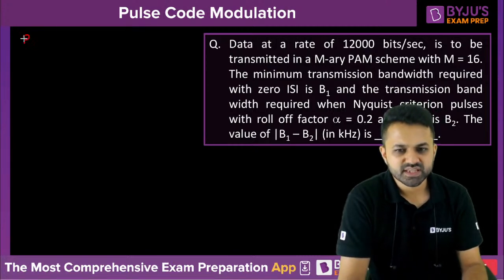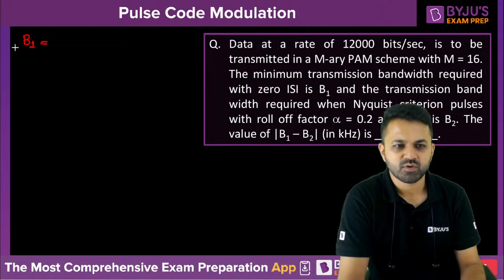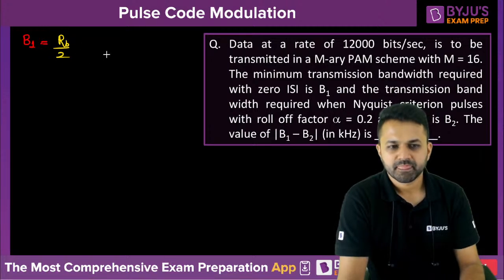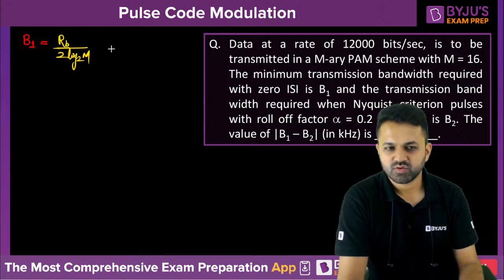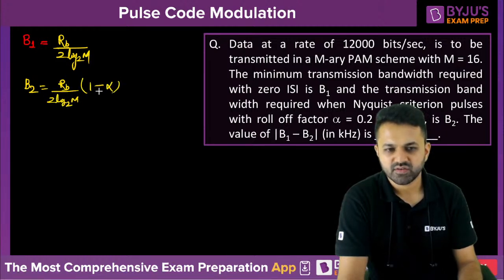So the bandwidth in the first case, when we are talking about zero ISI but not using the roll-off factor, is simply Rb by 2, right? And what is the bandwidth for the M-level scheme? So Rb by 2 log base 2 M, okay? And in the second case, this is nothing but Rb by 2 log base 2 M times 1 plus alpha.